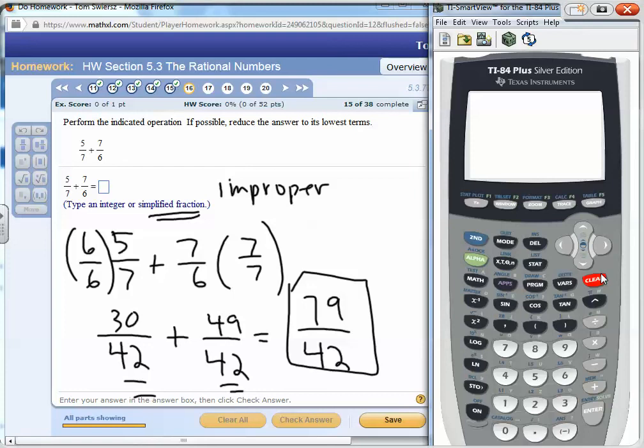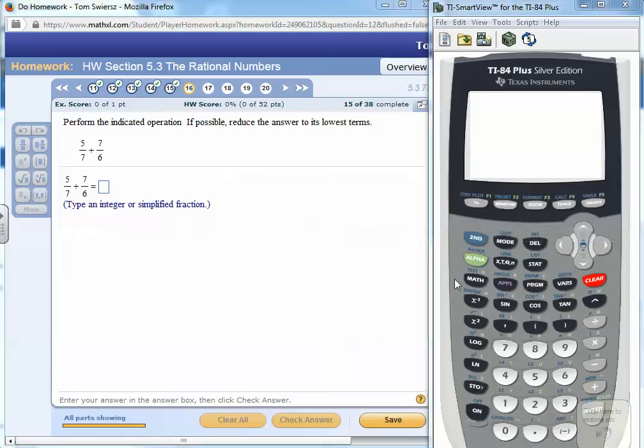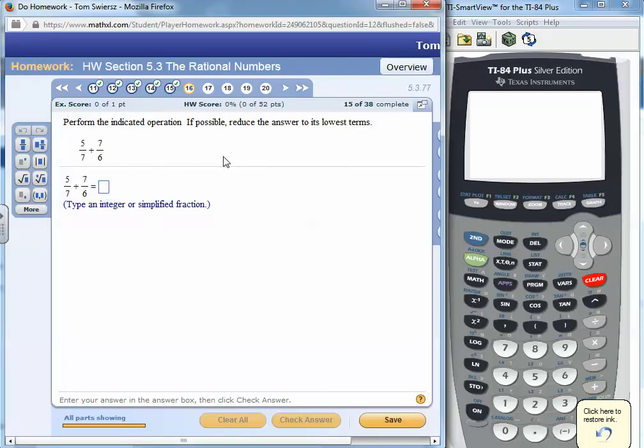Again, you've got to multiply the numerator and denominator by the same number. First, figure out what you need to get a common denominator. This time, it's 42, so we had to multiply the first one by 6 over 6, and the second one by 7 over 7 to get our common denominator of 42. Okay, so we have our answer, 79 divided by 42.